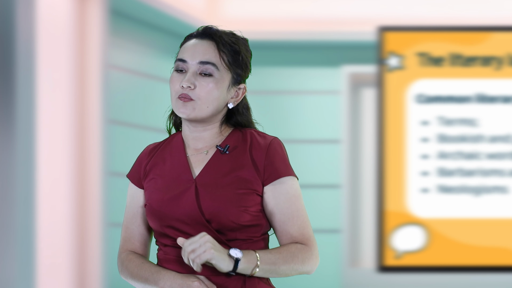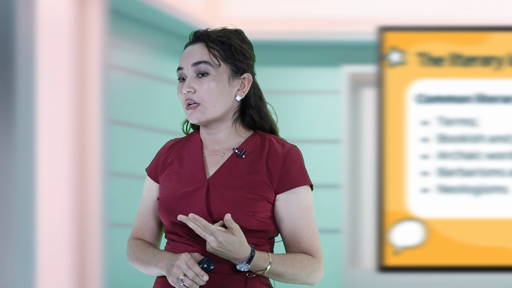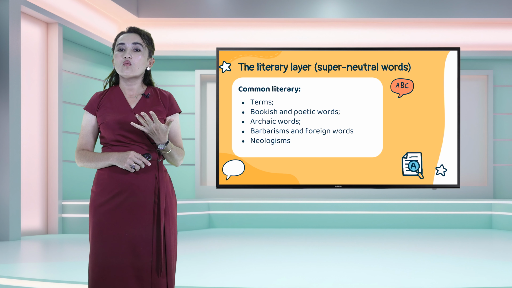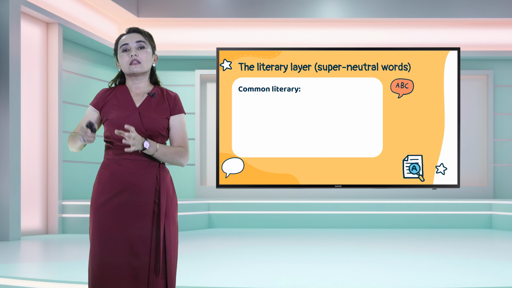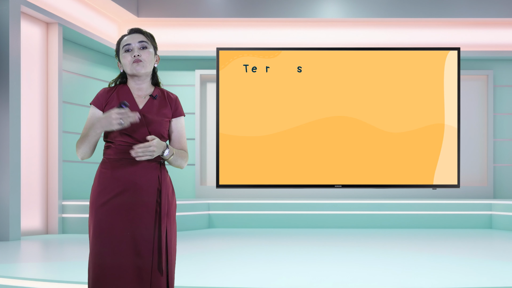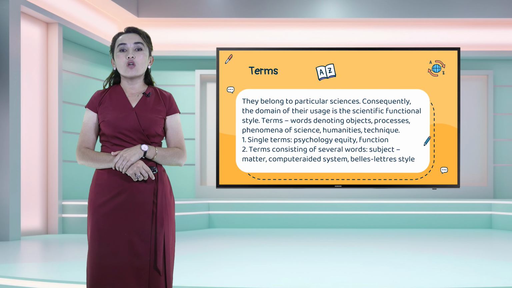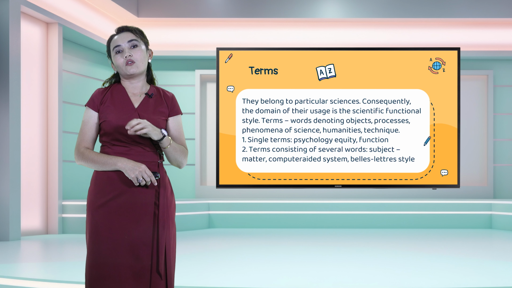And the second one is terms, and the third one is bookish and poetic words. The fourth one is archaic words. The fifth one is barbarisms and foreign words. The sixth one is neologisms. And I'm going to give you detailed information about each subgroup in order to be more understandable and clear for you. Terms, you know the terms and have general information about them, but I'm going to give you the scientific definition for this notion, term.